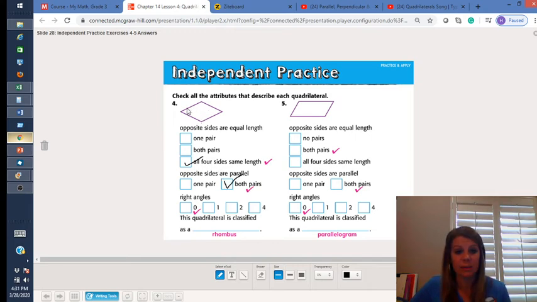No right angles, because I would see something like this if there was, and it would be actually more like this, right? But there are none. So this is going to be a rhombus.